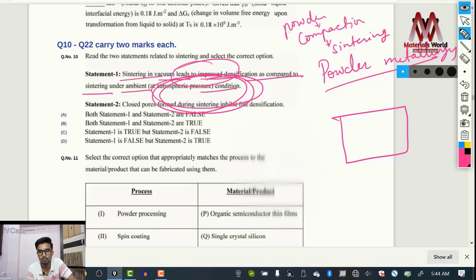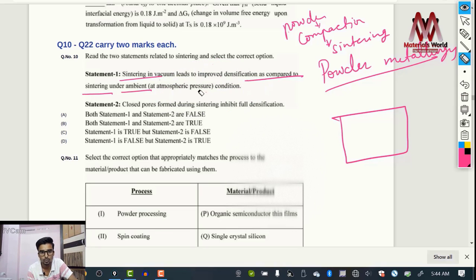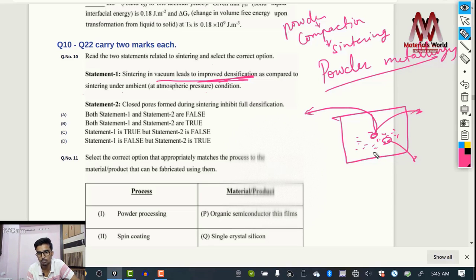vacuum, comparatively the vacuum leads to improved densification. Density of the sample will be more in a vacuum situation. Yes, it is, because if you put the sample inside a vacuum chamber, all the trapped gases will be evacuated outside of the chamber. If there is no trapped gas, there will not be any pores, and if there are no pores, the density will be more. So yes, the first statement is true.